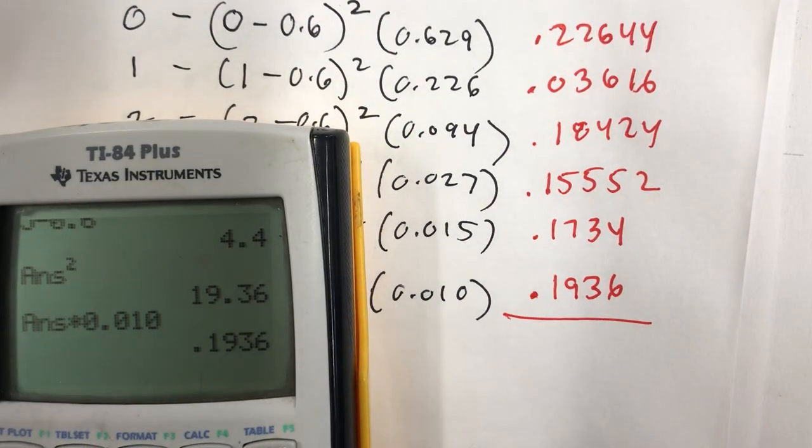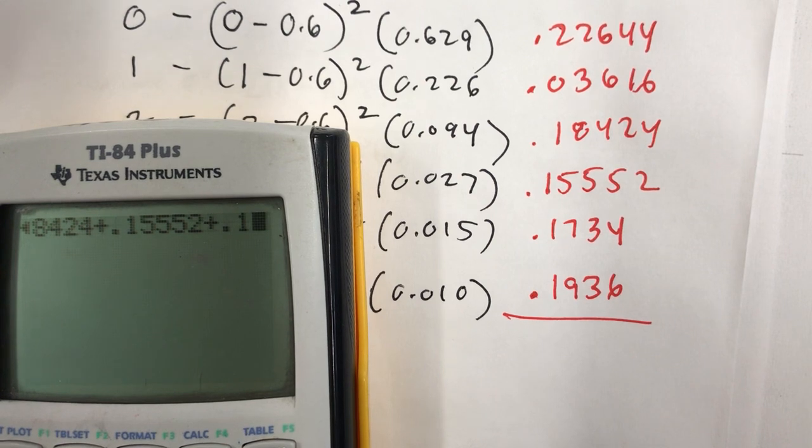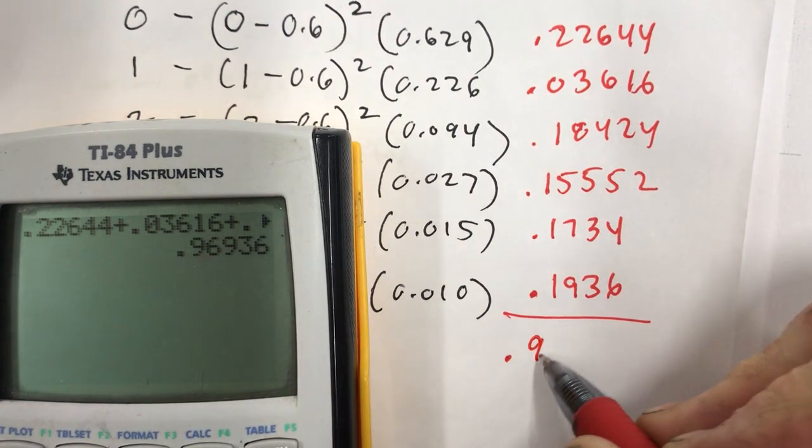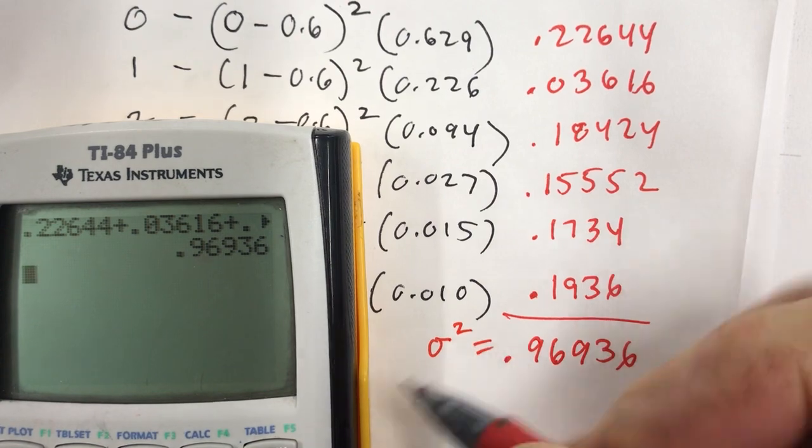Okay, so 0.22644 plus 0.03616 plus 0.18424 plus 0.15552 plus 0.1734 plus 0.1936. And this is what I got here, 0.96936. This is my variance.